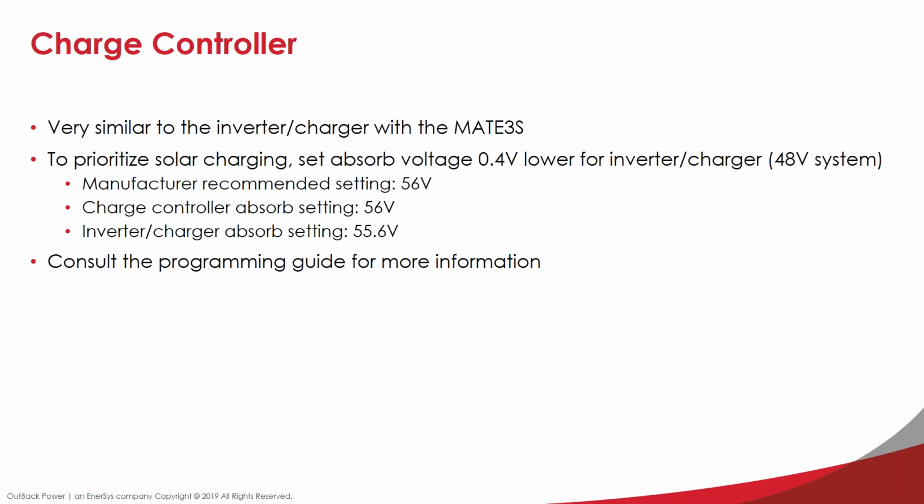So I just have a short example here. If you have a recommended setting at 56, your charge controller absorb setting would be 56, and then you just subtract 0.4 from that number for the inverter charger. And again, just consult the programming guide for more information, and you'll be able to see the screens there. But as I said, they're very similar.